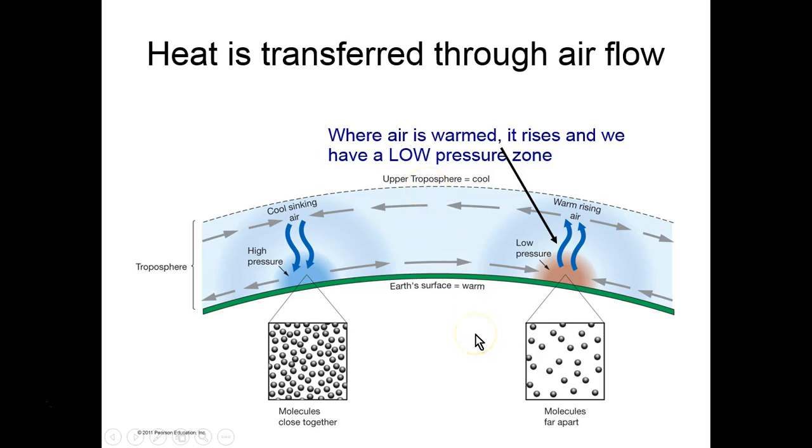In our image, this area right here is heated by the sun. The sun is directing heat at the land here. That warms up the air and also causes evaporation of water. Therefore, the air is warmed. It rises because it decreases in density, and we end up with a low pressure zone being created.